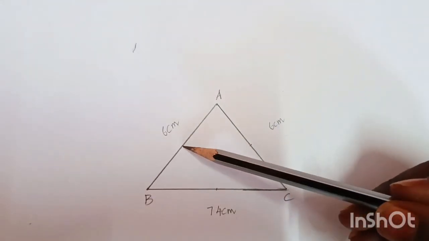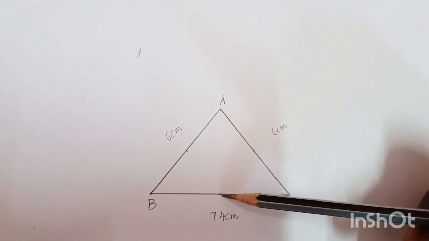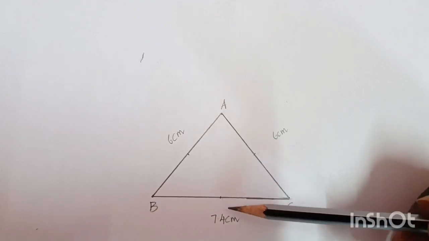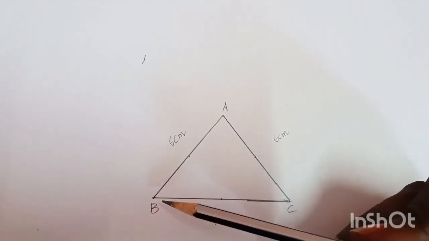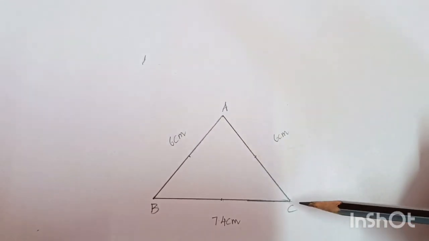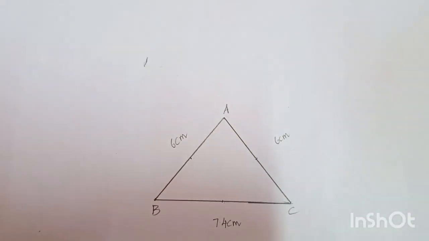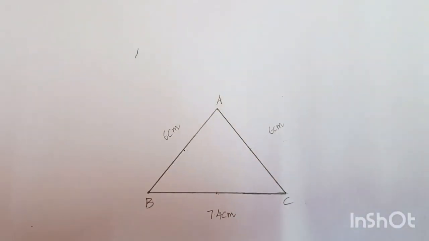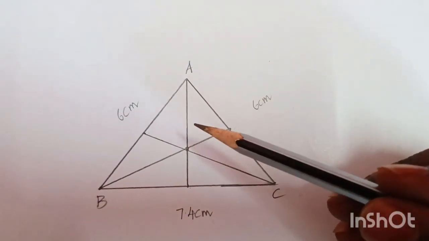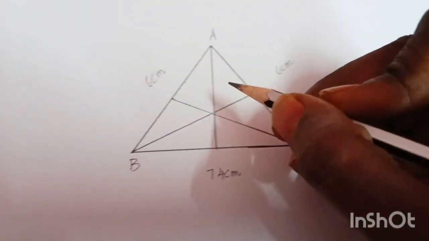How to draw the medians? We need to identify the midpoints of all the three sides, and we need to draw the lines from each and every opposite vertex, from A to BC, from B to AC, and from C to AB. We need to draw medians. Let me draw the medians with the help of a ruler. So these are the medians which I have drawn from all the vertices of the isosceles triangle.